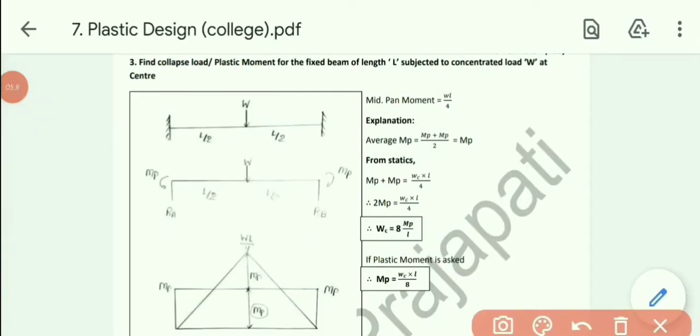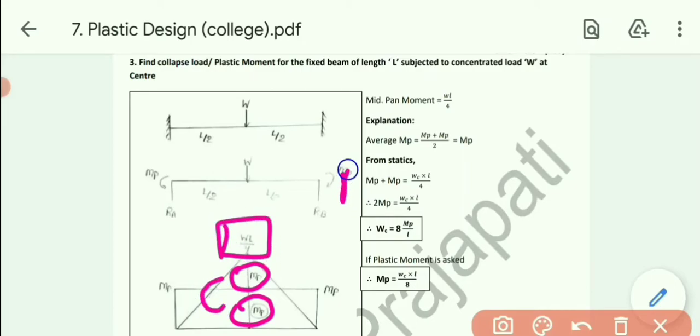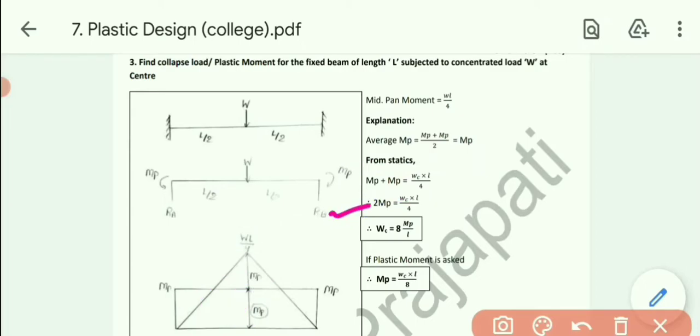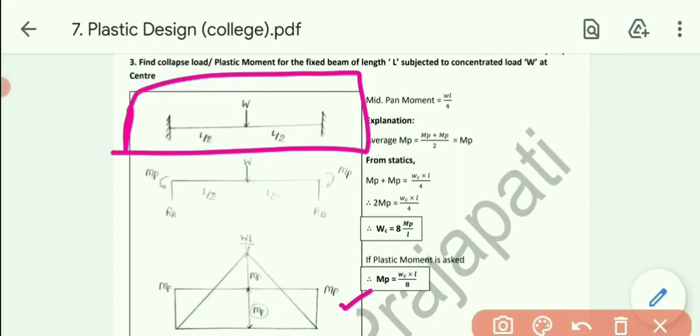So now we got this one. Let's explain once again, I was interrupted. So MP plus MP equals WL by 4. So from the statics, MP plus MP equals WL by 4. So we can say twice MP equals WL by 4. So if we want to calculate WC, then WC equals 8 MP by L, or if the plastic moment is asked, then we can make the formula for MP. The formula of MP will be WC into L divided by 8. Okay, so this one is the formula for the fixed beam with central point load.